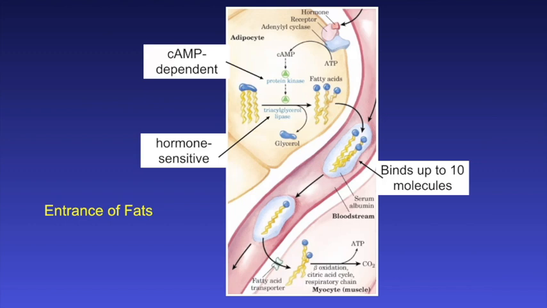Once inside the muscle cell, the fate of that fat is forever down one pathway. It will never leave the muscle cell. It will only be broken down if energy is required.